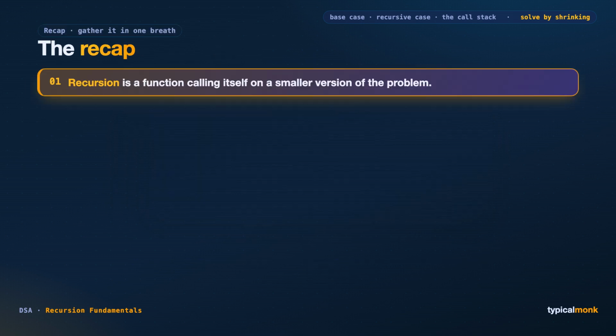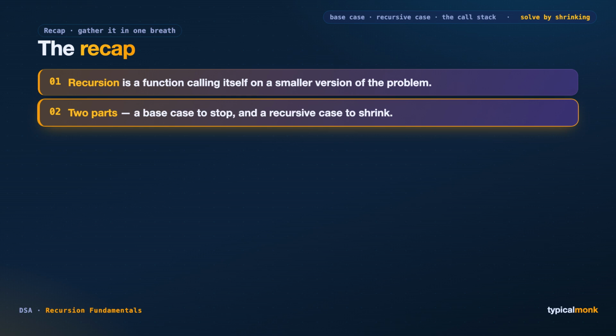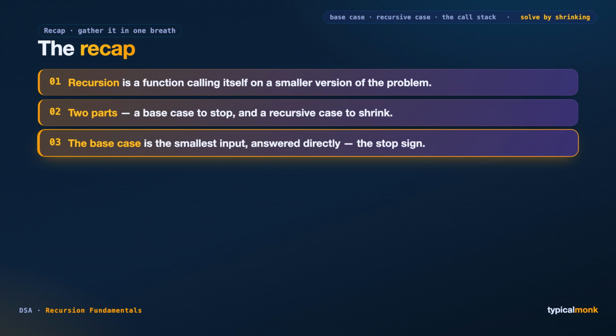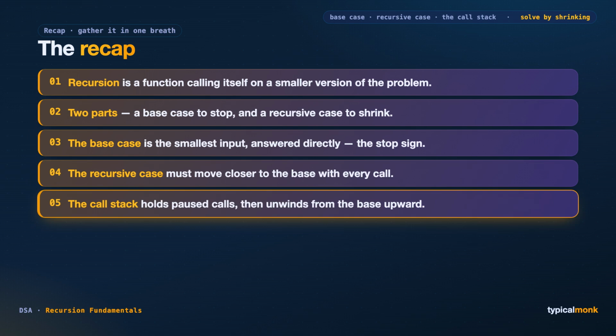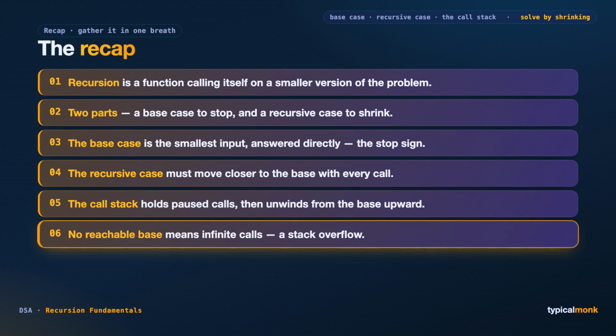Let us gather the whole class in one breath. Recursion is a function calling itself on a smaller version of the same problem. It always has two parts, a base case to stop, and a recursive case to shrink. The base case is the smallest input, answered directly, the stop sign that ends the chain. The recursive case must move closer to the base with every single call. The call stack holds the paused calls, then unwinds from the base back upward. And a base case that is never reached means infinite calls and a stack overflow.